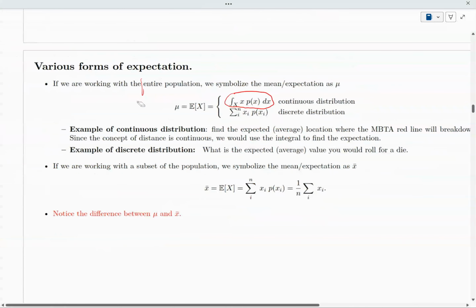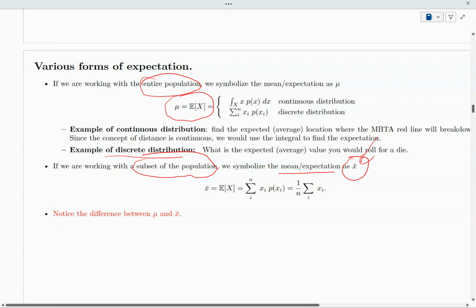Okay. Now, an example of a continuous distribution is, like, if you want to find the average location where the MBTA red line will break down. That's a concept of distance, hence it is continuous. Or discrete is, what's the average value or expected value you will roll for a die. Okay. So this right here is if we're working with the entire population. But if we're working with a subset of the population, we also call it empirical mean and expectation. But the symbol we use is x bar. Okay? X bar. You can also write expectation of x, but we prefer x bar.